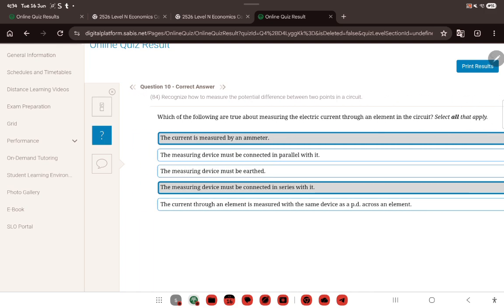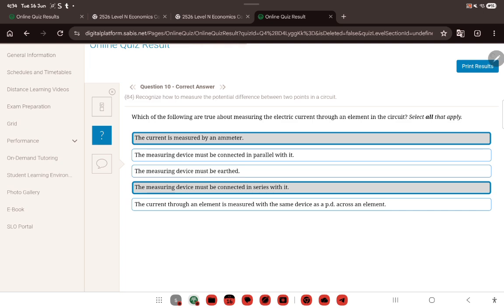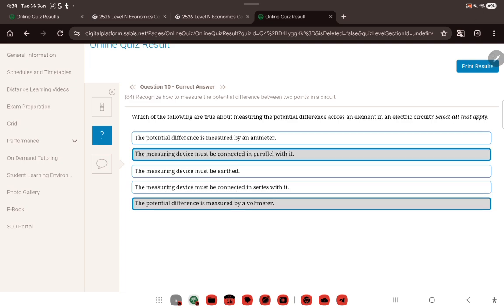So question 10, it's about the voltage. Which of the following are true about measuring the potential difference, which is the voltage, across an element in an electric circuit? The measuring device must be in parallel with it. The potential difference is measured by a voltmeter. It has to be connected in parallel with it, like this. It can't be in series, like this, it wouldn't work. Only the ammeter can be connected in series.